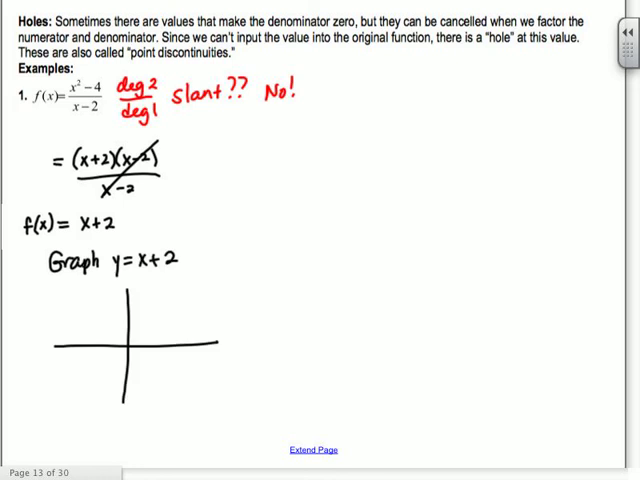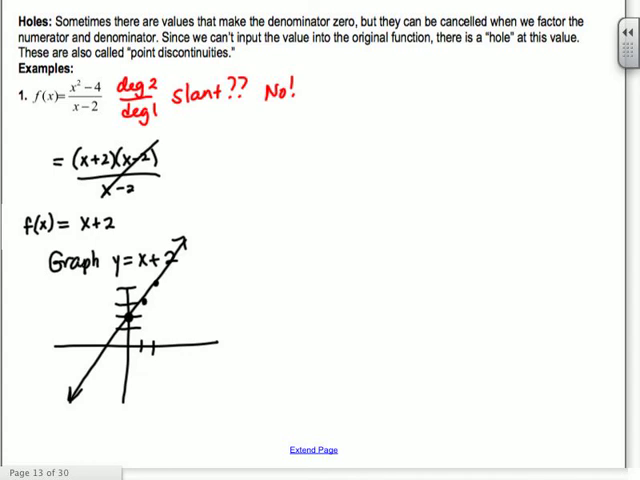So if I have y equals x plus 2, that has a y-intercept of 2 and a slope of 1. So you're going to go up 1, right 1, up 1, right 1. Okay, so that's my answer, almost.